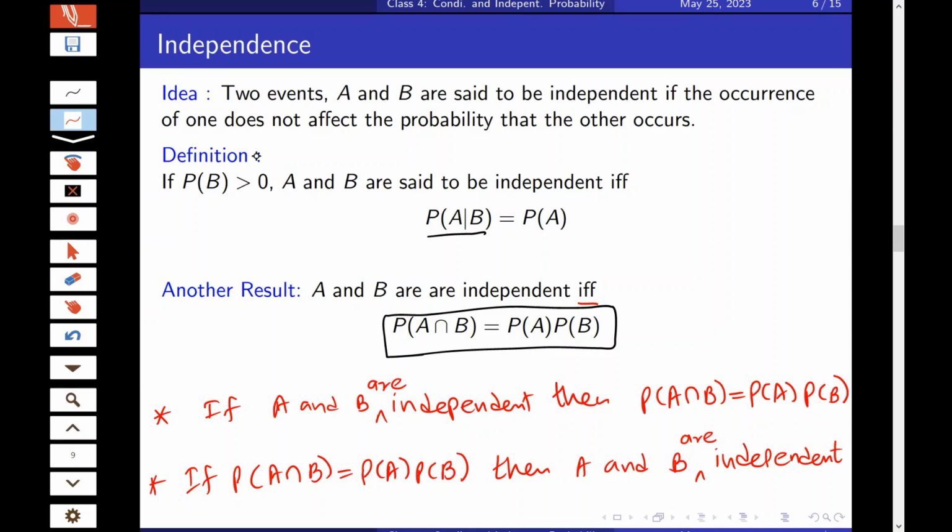Okay, so this result is more important than the previous result, because most of the time we will use the second result. That's easy, because we only need to find the probability of A intersection B, the probability of A, and the probability of B. But if you want to use the first result, you have to calculate the conditional probability and show that it is the same as the probability of A. So you can use either way, but the second result is more common to use.